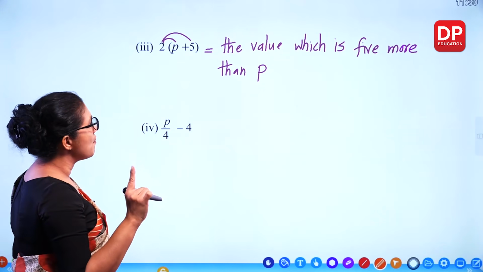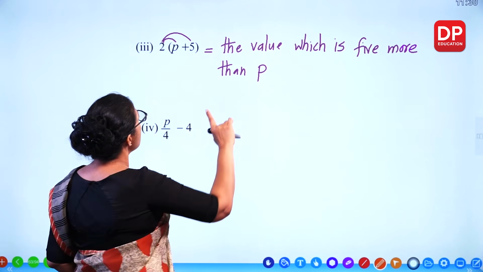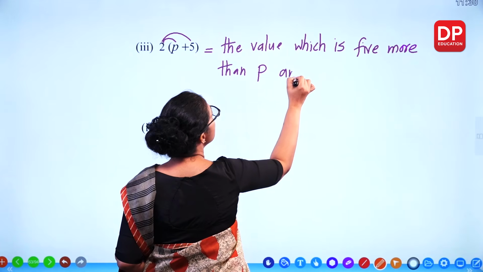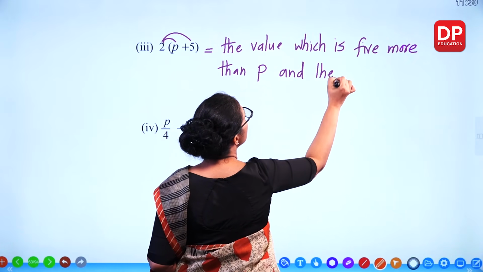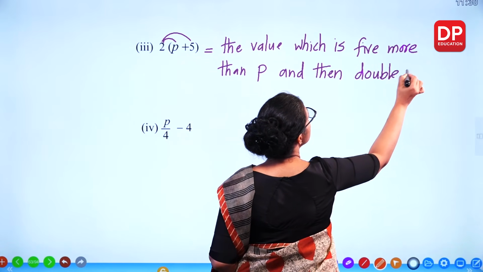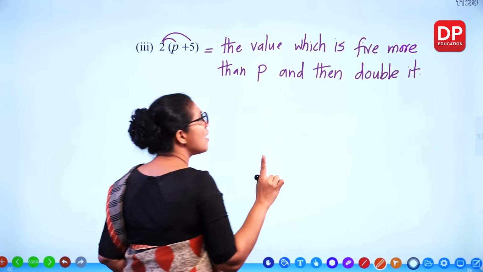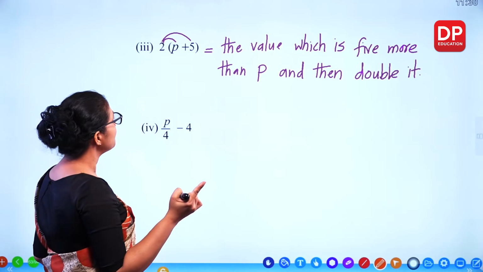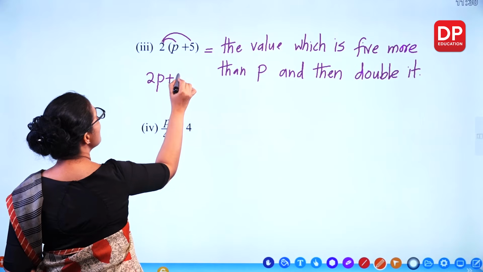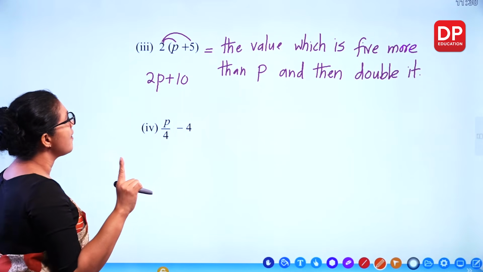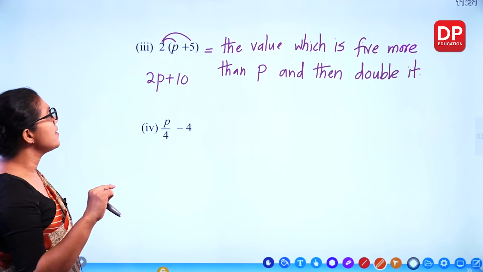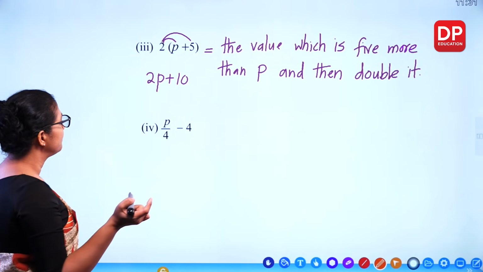The value which is 5 more than p, double it. That means we are multiplying by 2. Or you can write, this is like 2p plus 10. When you expand brackets, then you can write the value which is 10 more than twice of p. This one.